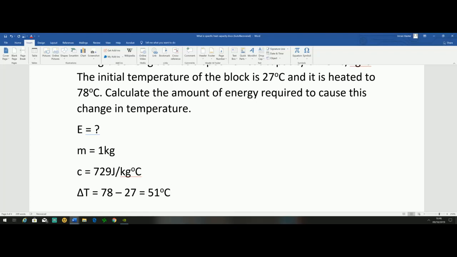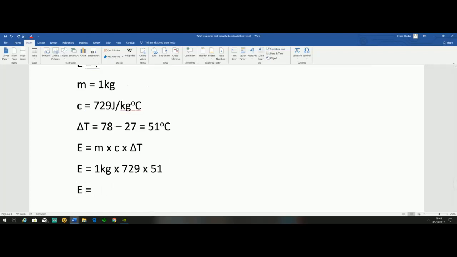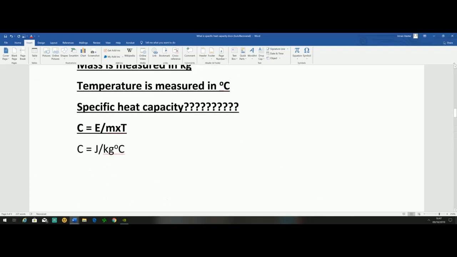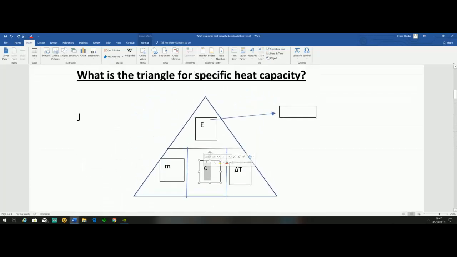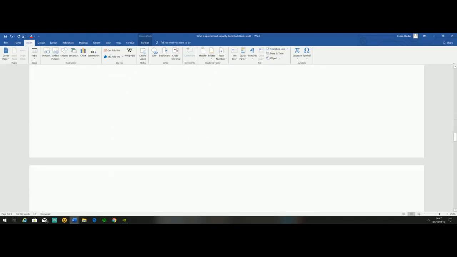Right, so now we've got our change in temperature. Notice in the first question it told us what the change is. In this one we have to work it out. So again, E equals mc delta T times 51, which is 37,179 joules of energy it took to raise this block by that much. Basically guys, remember, they could ask a question where they give you C, they give you E, and they give you M, and they might want you to work out T. And that is literally all there is to specific heat capacity.